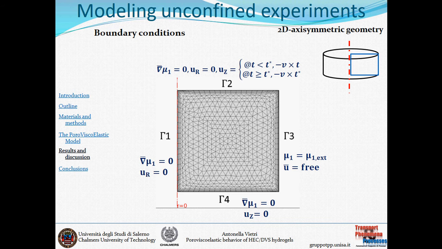The boundary conditions in the unconfined case consider the gel in contact with the external solvent on the boundary Γ3, free and free to expand in the axial and radial direction. Γ1 is the axis of symmetry, Γ4 is the basement of the instrument, while Γ2 is the part in contact with the probe, that is deformed axially with a velocity v, and this t* corresponds to the time needed to apply the desired strain.